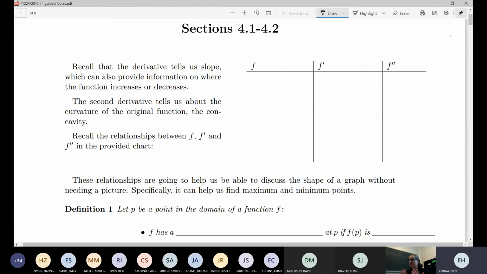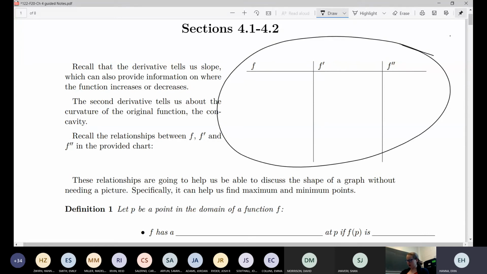So remember, derivative tells you slope. Well, I meant it when I said that's important. Derivative tells you slope. So that can essentially provide us information about whether a function is increasing or decreasing. And then remember, the second derivative tells us about concavity. So it tells us about how the function is curving. And remember, we have this relationship chart between the 3 different types of functions we have now. The original, the first derivative, and the second derivative.